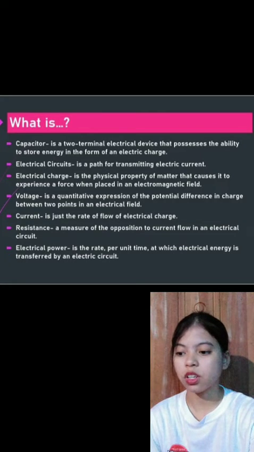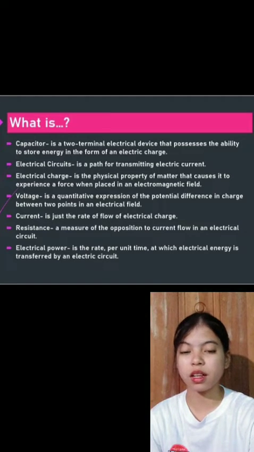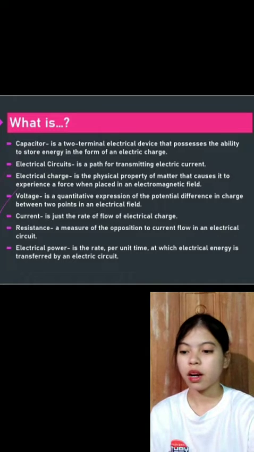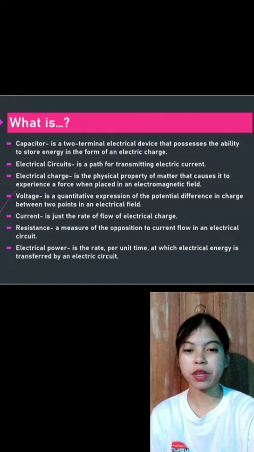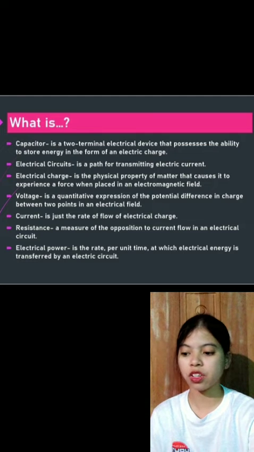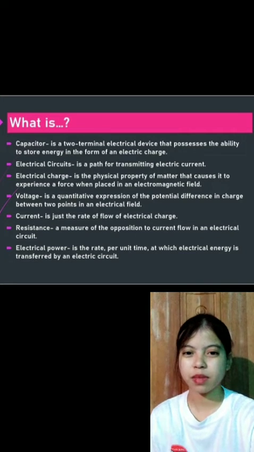Next is the voltage. Voltage is a quantitative expression of the potential difference in charge between two points in an electrical field. Followed by the current. Current is just the rate of flow of electrical charge. Next is the resistance. Resistance is a measure of the opposition to current flow in an electrical circuit. And lastly is the electrical power. Electrical power is the rate per unit time at which electrical energy is transferred by an electric circuit.